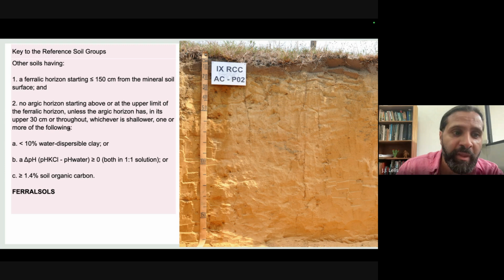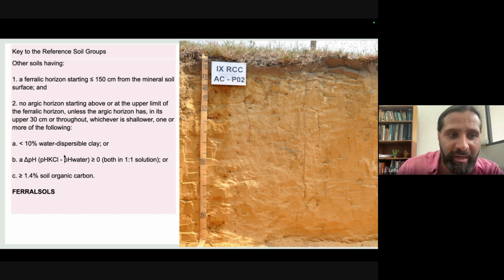No argic horizon starting above or at the upper limit of the ferralic horizon, unless the argic horizon has certain characteristics. So if we register this argic horizon above a ferralic horizon, in this case this argic horizon should register, in the upper 30 centimeters or whichever is shallower, one or more of the following characteristics.